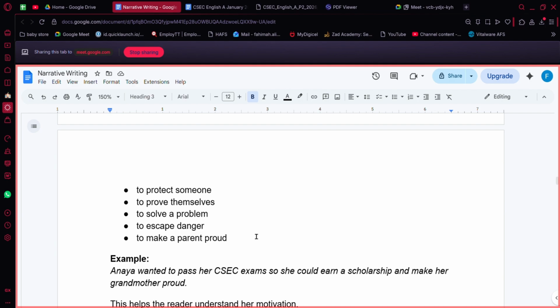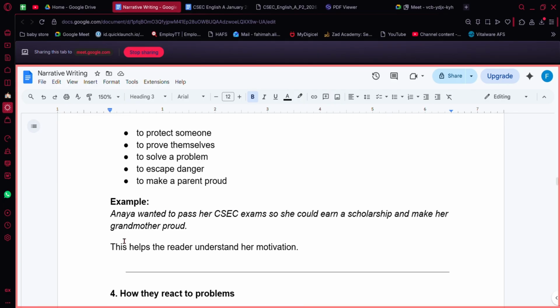So an example is, Anaya wanted to pass her CSEC exam so she could earn a scholarship and make her grandmother proud. So this helps the reader to understand her motivation. Her motivation is, well, what does she want to do? She wants to pass her CSEC exams. And she wants to earn a scholarship.